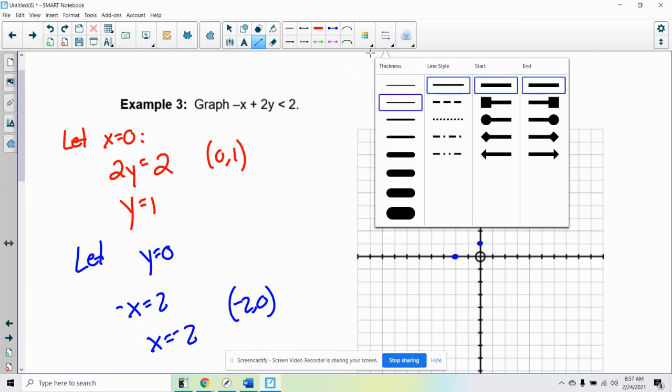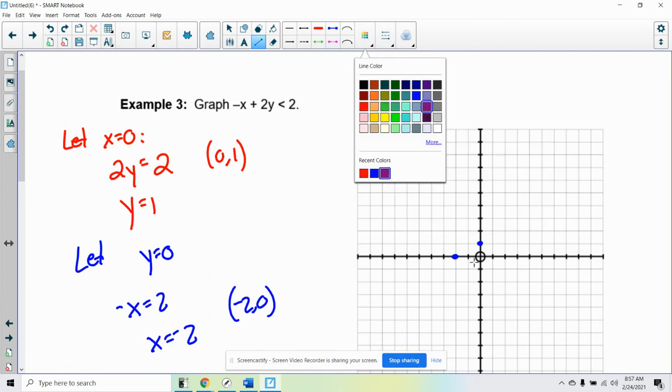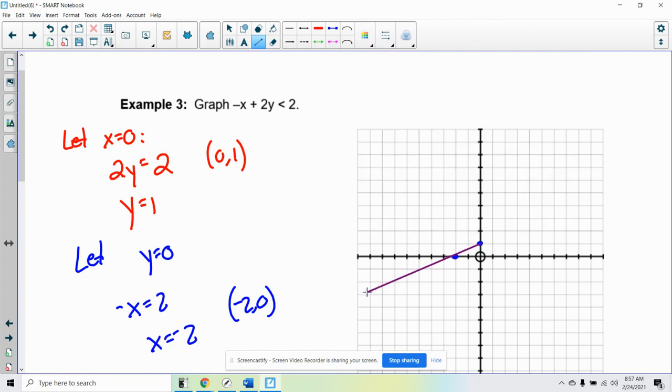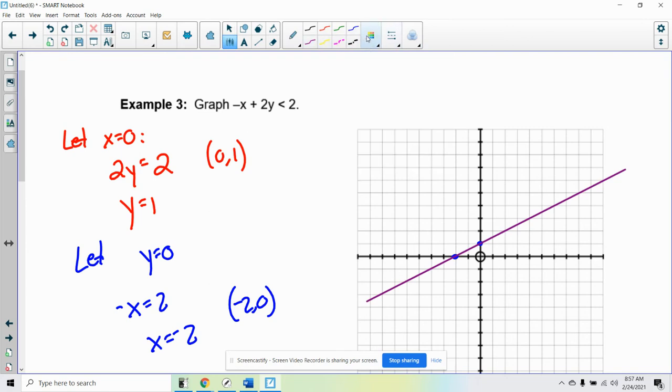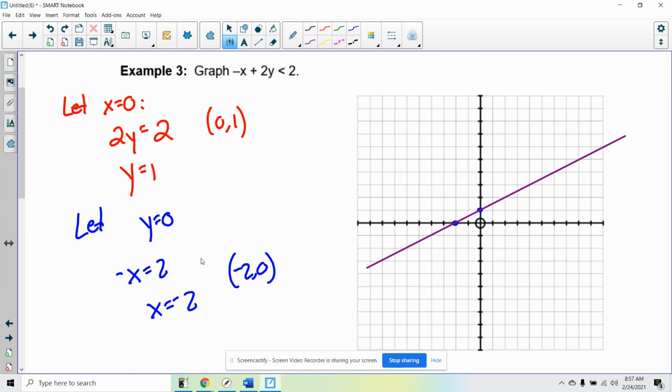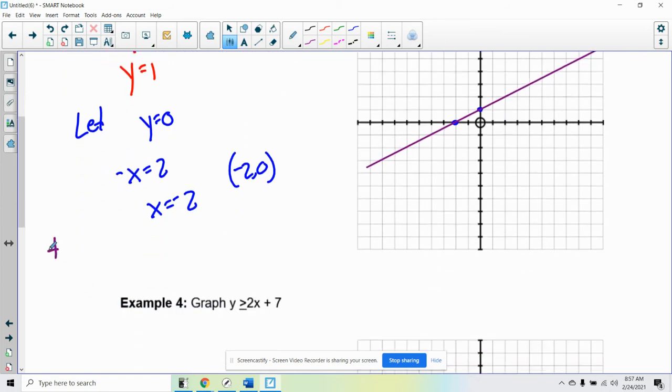The only time you can't use 0, 0 as a test point is when your line goes through the origin, but that very rarely ever happens. So there's our line. So then I'll say, all right, well, which side do I shade? The bottom or the top? So I'm going to test 0, 0.